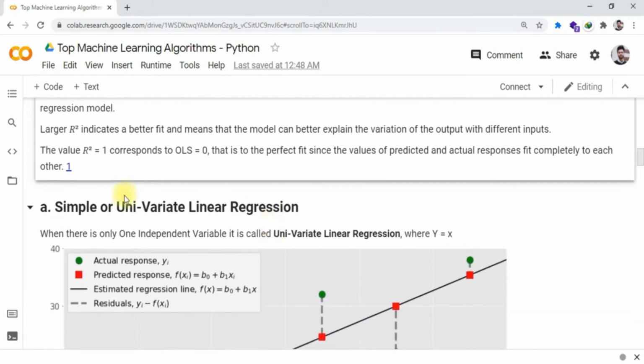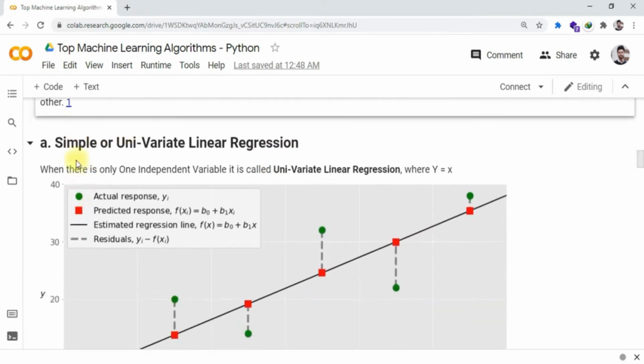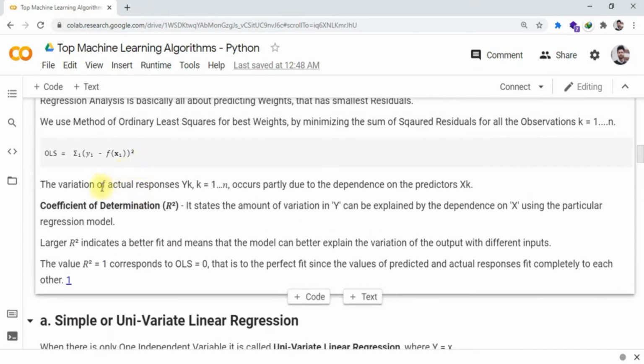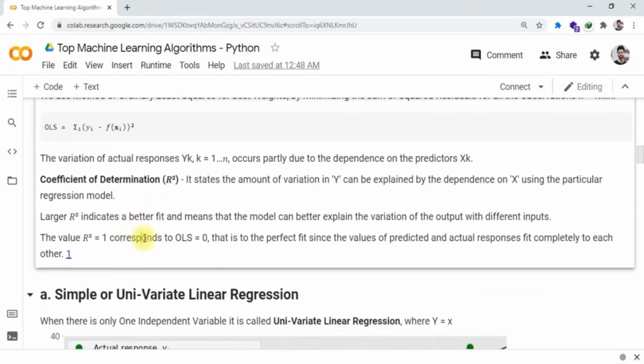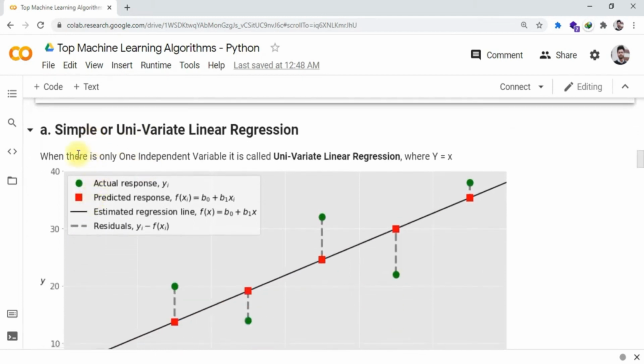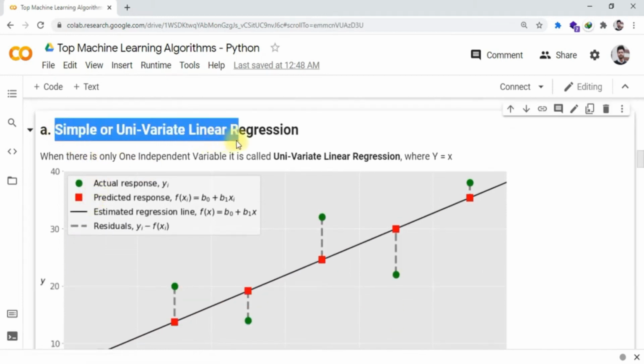And now we are going for the simple or univariate linear regression. I hope you guys understand the mathematical concept until here. If you guys have any doubts, please put them in the comment section. I will be happy to answer all that. So let's start with the simple univariate linear regression.